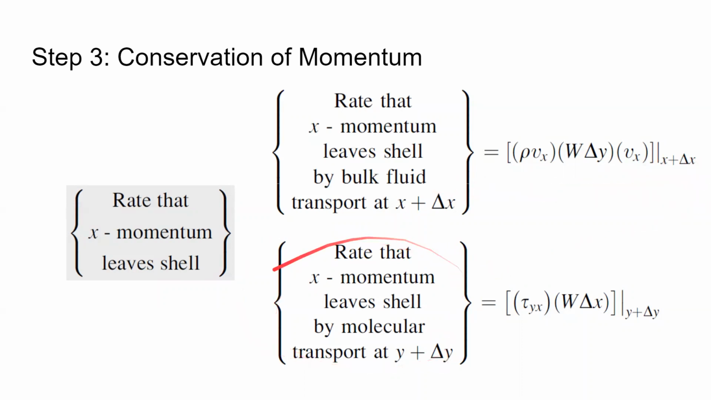Now over here is where it's through molecular transport. We have the rate that the momentum leaves the shell by molecular transport at y plus delta y. So that's at the top of the box, right? And we have tau yx times the cross-sectional area. And then we have it at the location y plus delta y.